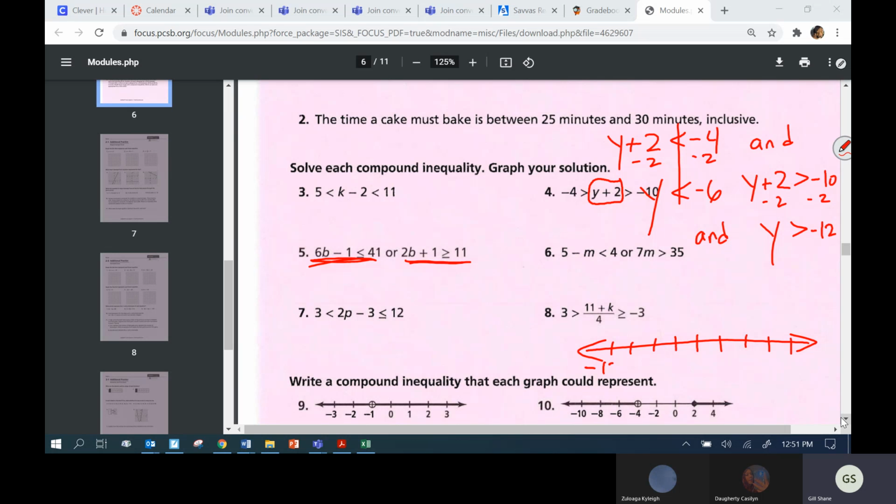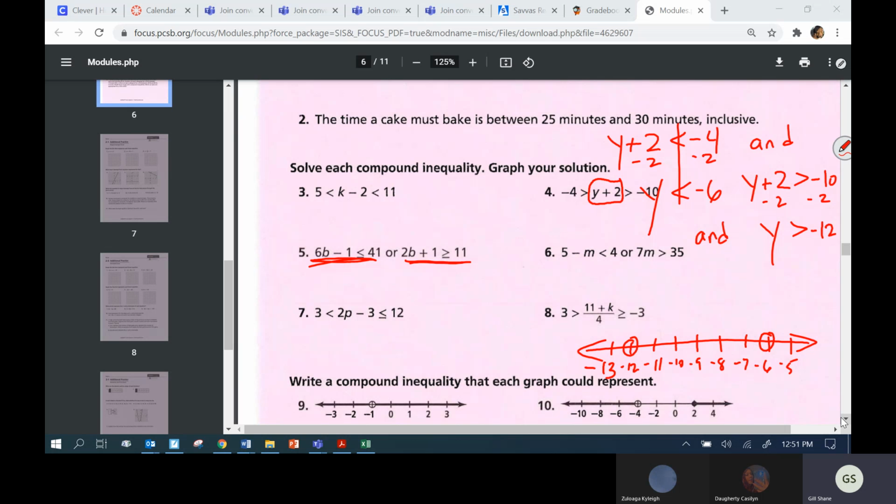So negative 13, negative 12, negative 11, negative 10, negative 9, negative 8, negative 7, negative 6, negative 5. So you graph it the same way, you put circles. Now in this case, there's still no equal sign beneath either of those. So we still put an open circle on both of those numbers. Open circle on negative 6, open circle on negative 12.